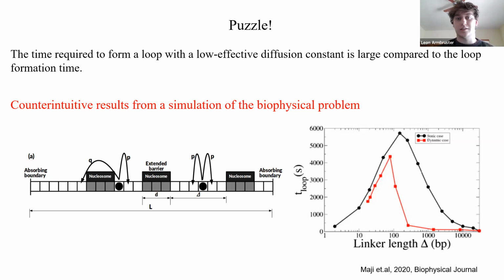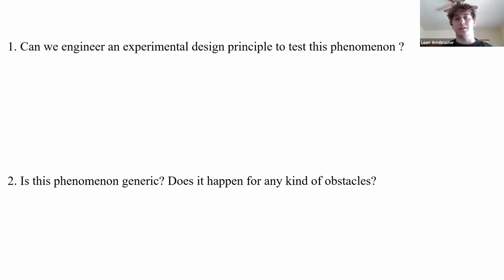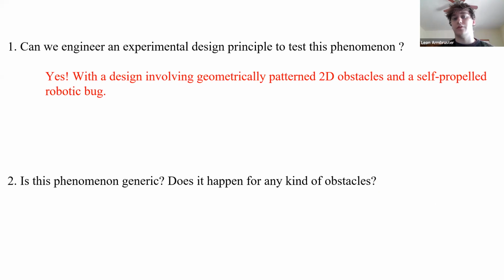So this leads us to 2 questions. Can we engineer an experimental design principle to test this phenomenon? And second, is this phenomenon generic? And does it happen for any kind of obstacle? To answer the first question, yes, with a design involving geometrically patterned 2D obstacles and a self-propelled robotic bug. And to answer the second question is no, it turns out that the nature of obstacles does matter.